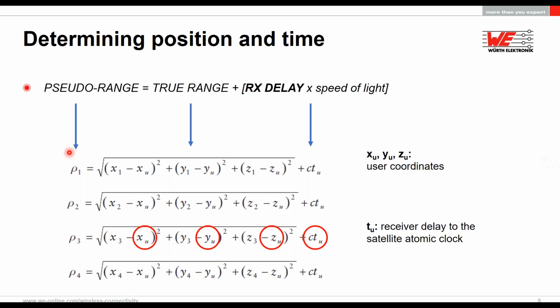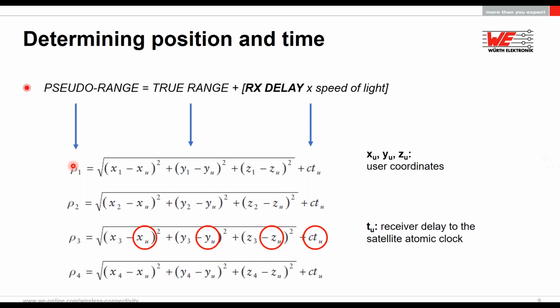If you are tracking enough satellites, that means at least 4 satellites, we can solve this system of equations and calculate the 4 unknowns that we have. We have 3 unknowns for the user coordinates and 1 unknown for the receiver delay.